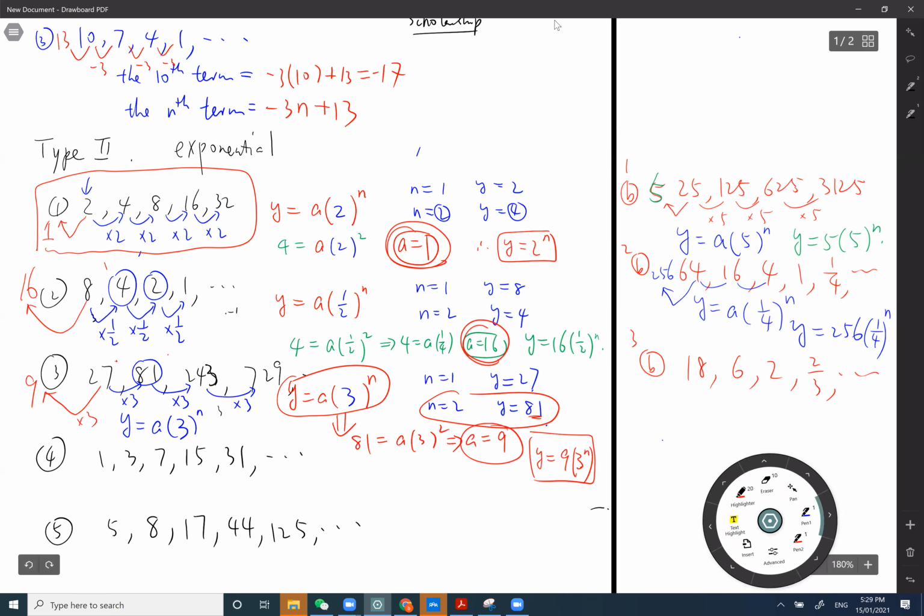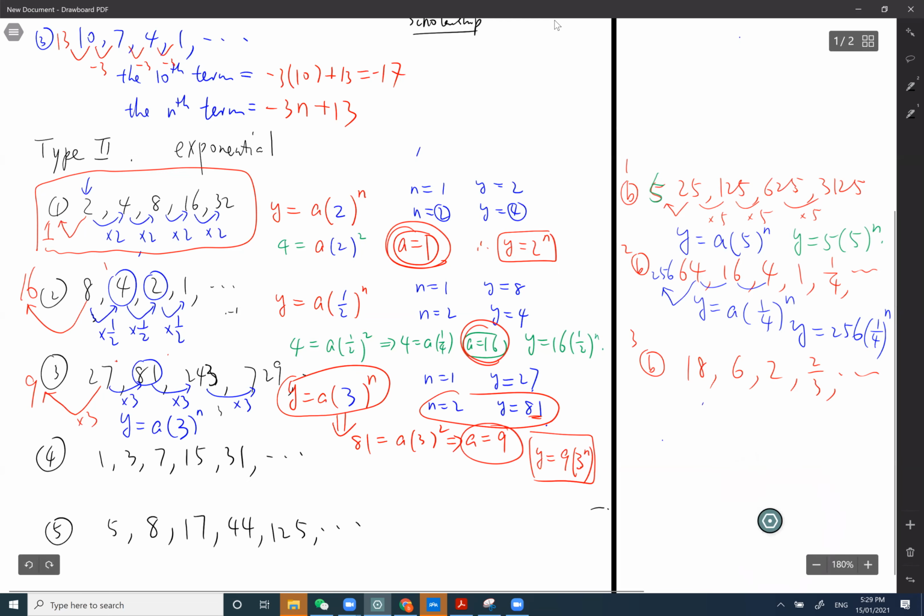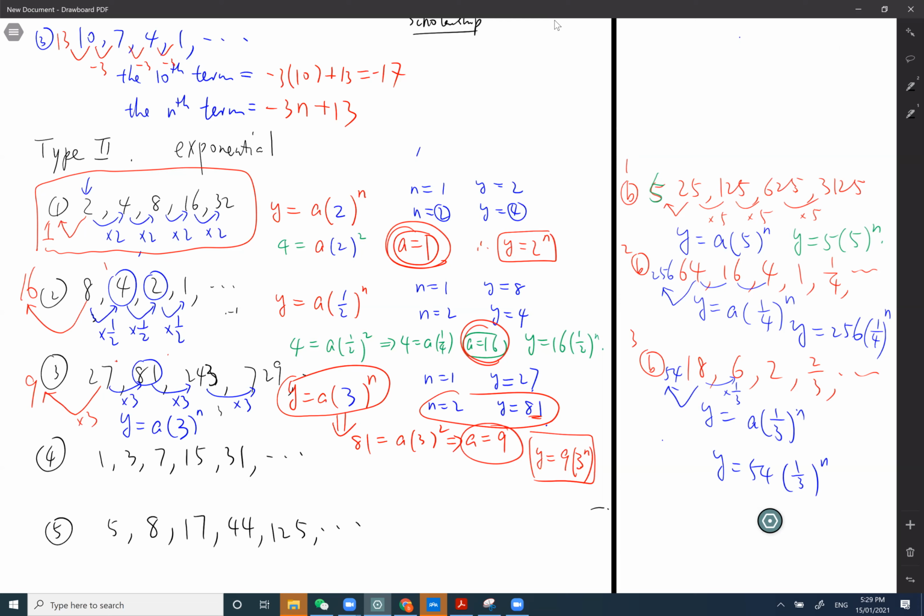Hey, the 3b, what's your answer? Oh, I didn't get it. Do you know it's always times by a third? Yeah. So that should be a third to the power of n. Okay, what's the previous one? 54. Very good. So the answer 54 times a third to the power of n. Okay, you got all the same.